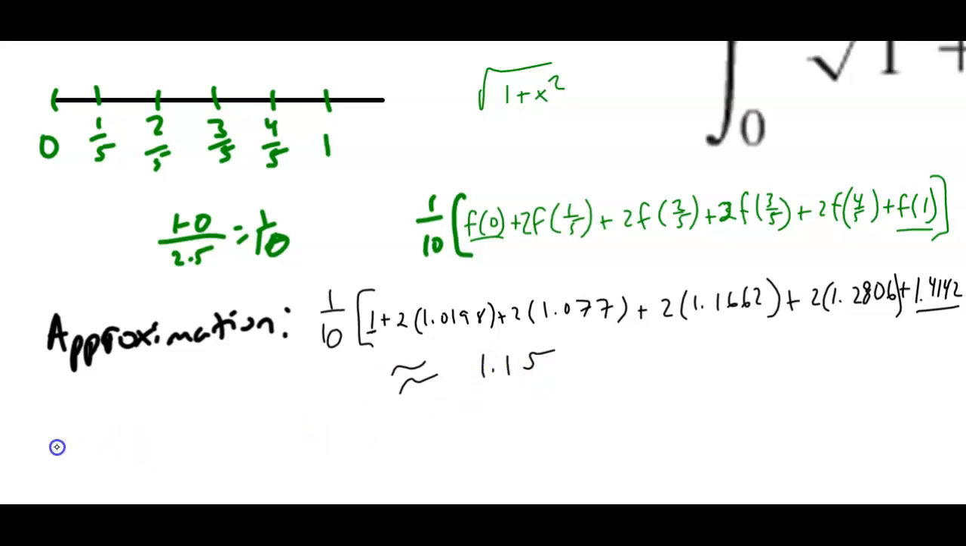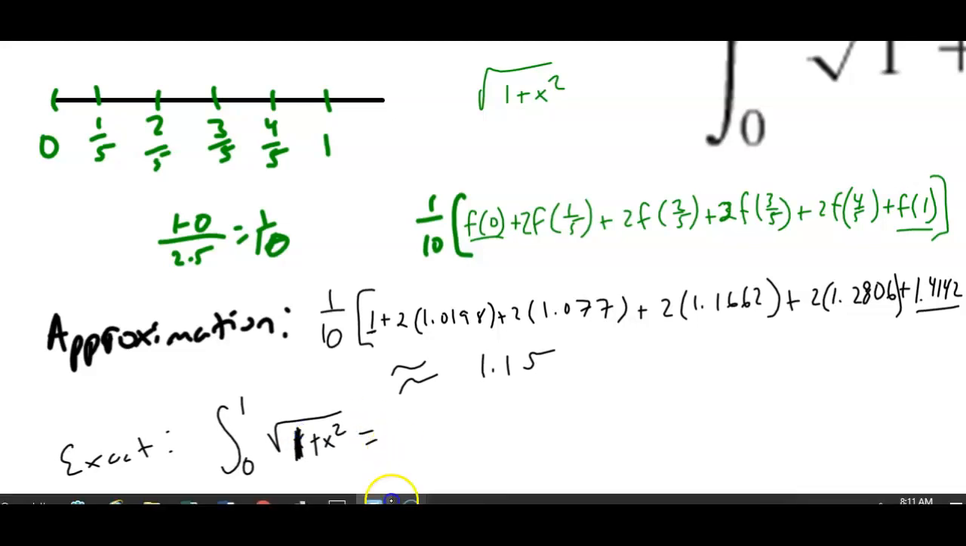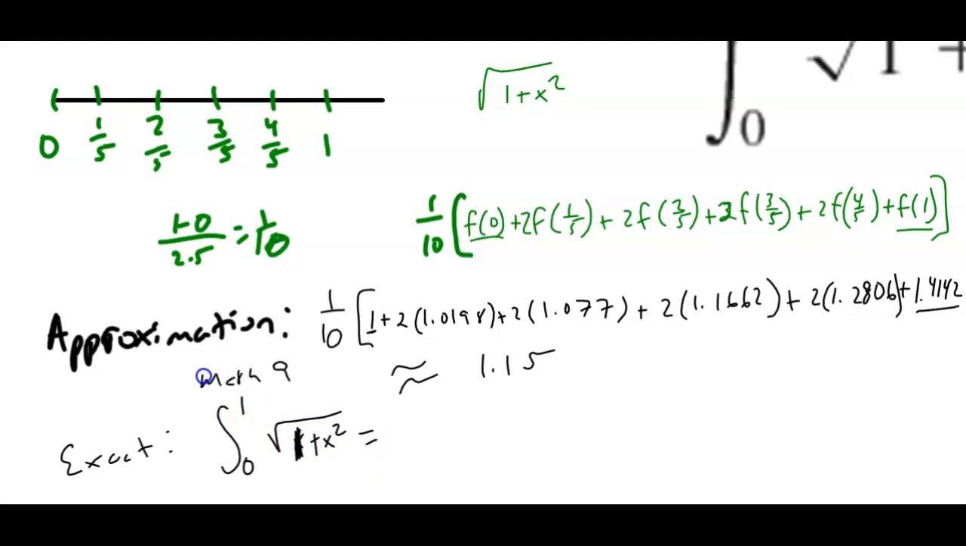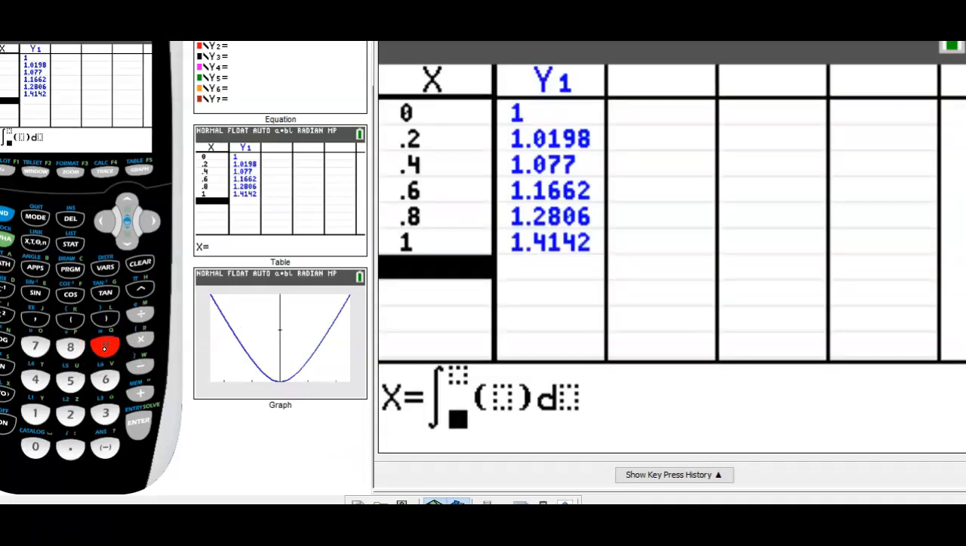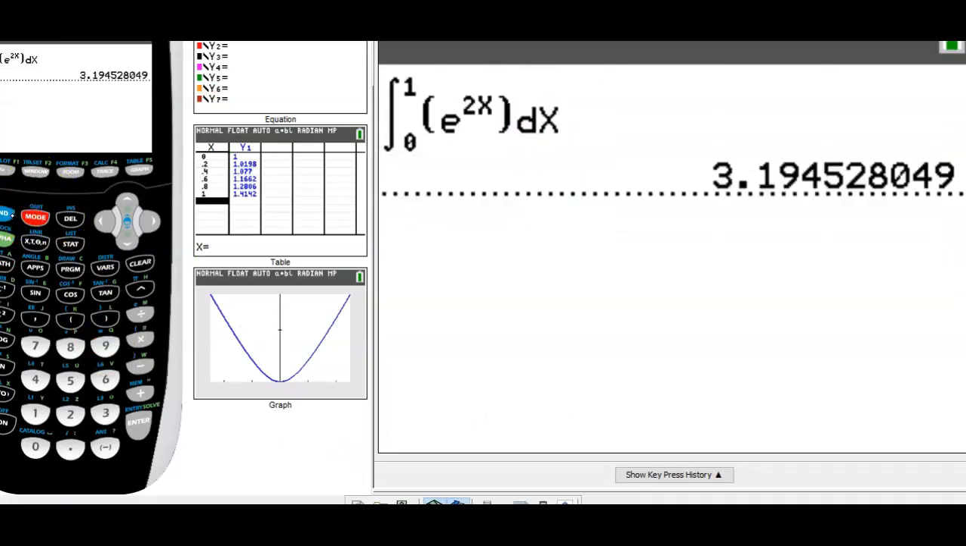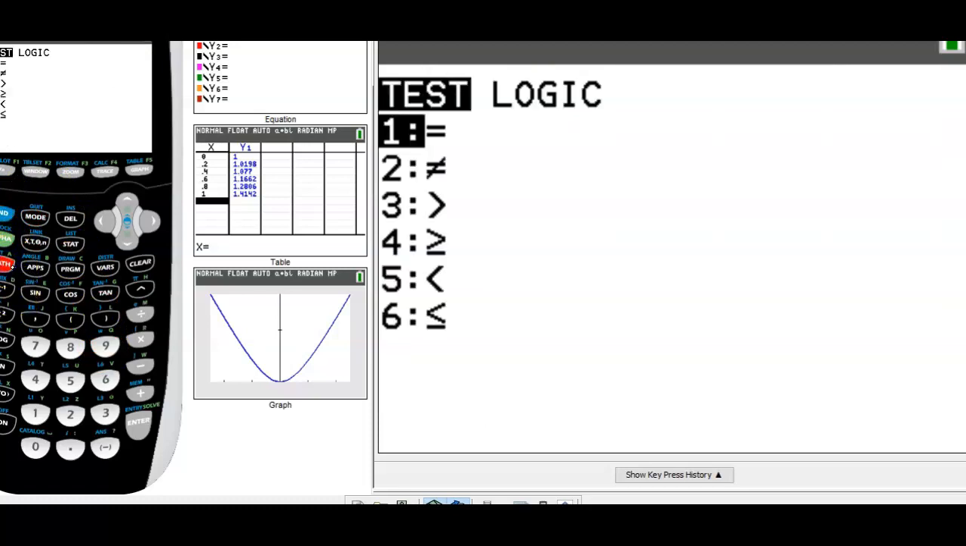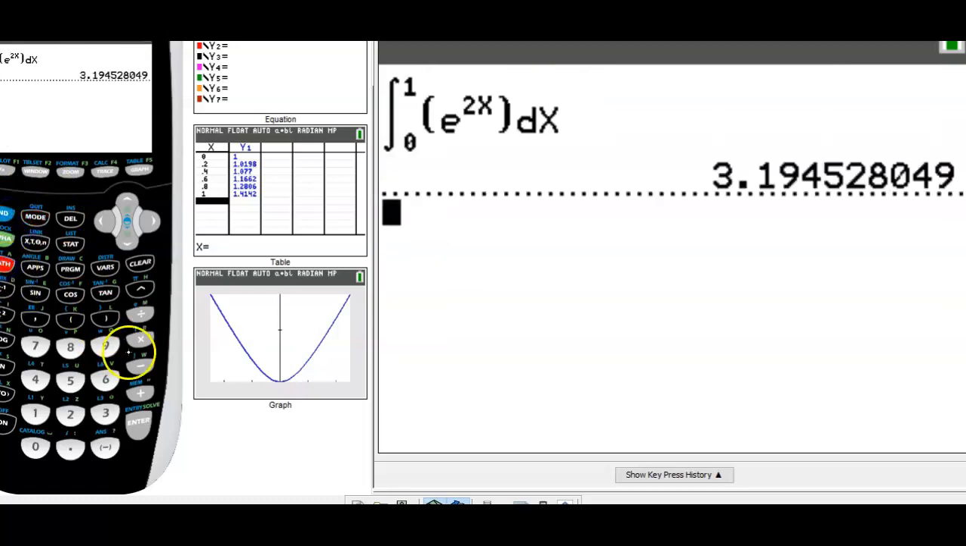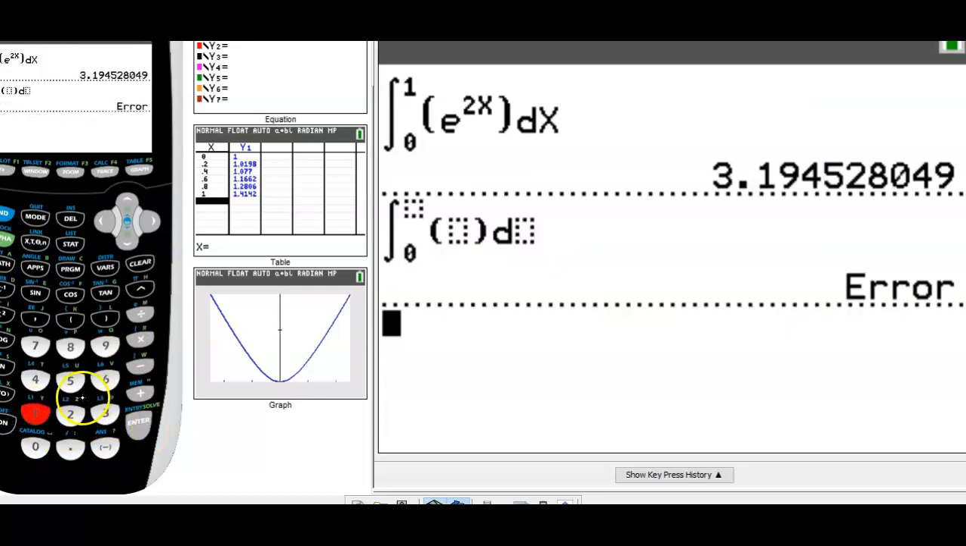Now, real quick, I'm going to do the exact one. With the exact, we're going to integrate from 0 to 1 of the square root of 1 plus x squared. When we do that using our calculator, remember math 9, we can integrate. So math 9, from 0 to 1.